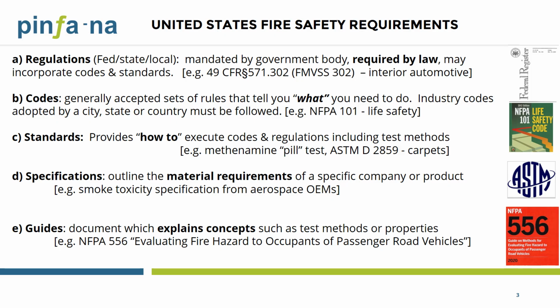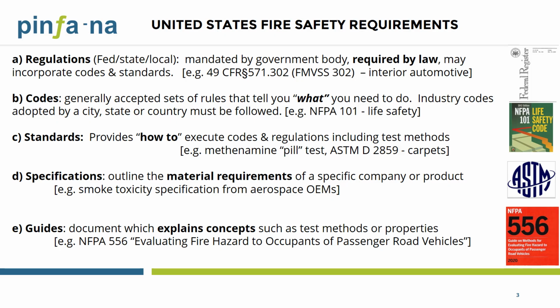Standards provide how to execute codes and regulations, including test methods. For example, ASTM D2859, the methenamine pill test for evaluating flammability of carpet and rugs. Standards in the US are typically developed by industry associations or nonprofit organizations, such as ASTM, UL, or NFPA.